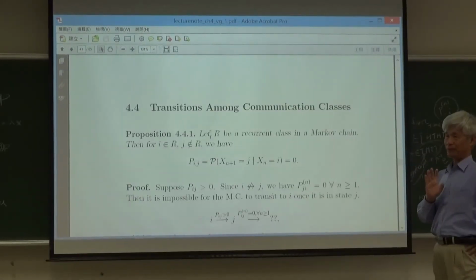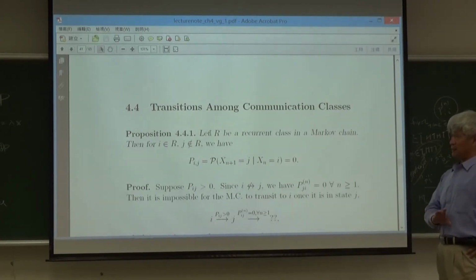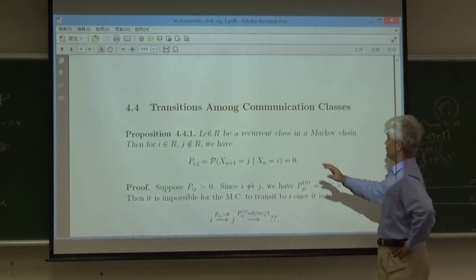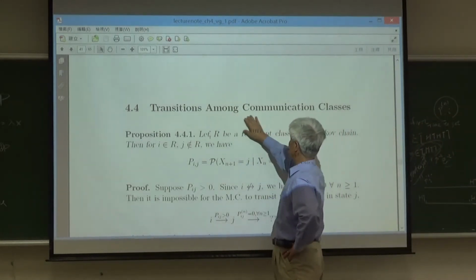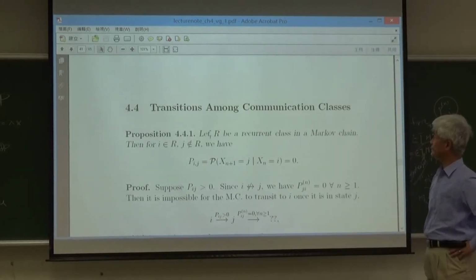Irreducible Markov chain means that this Markov chain consists of only one communication class. But the general case is that a Markov chain can consist of more than one communication class. So we have to know the transitions among communication classes.